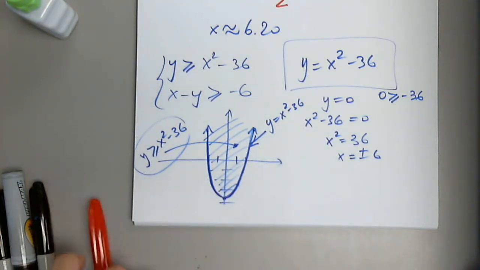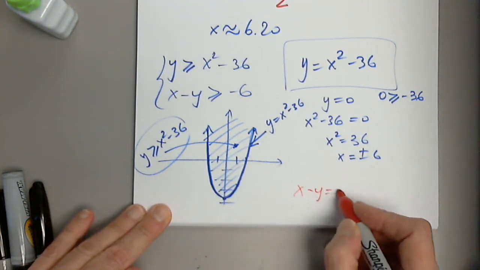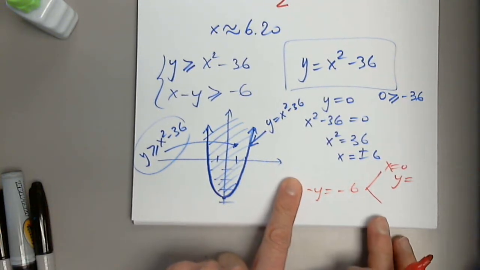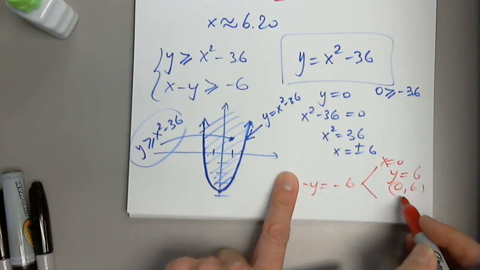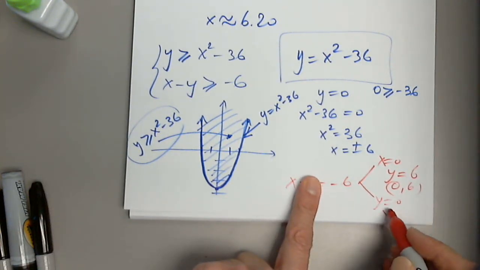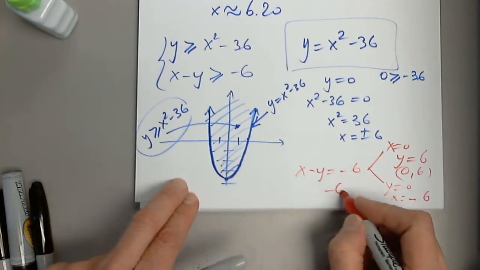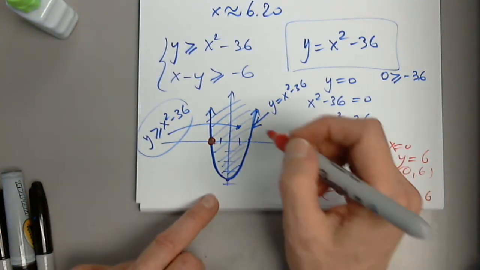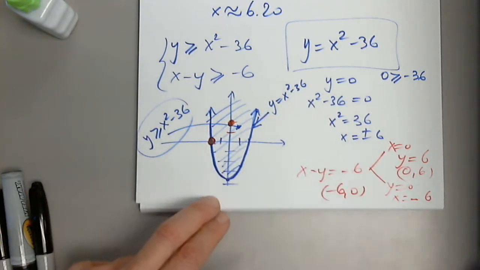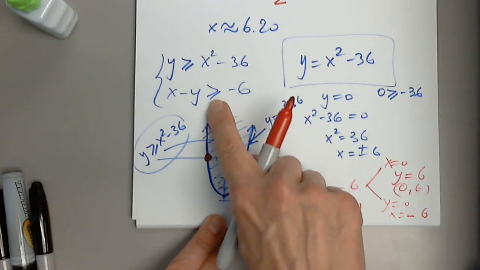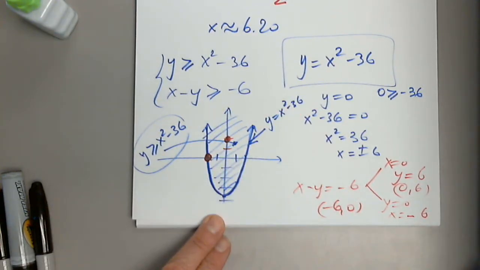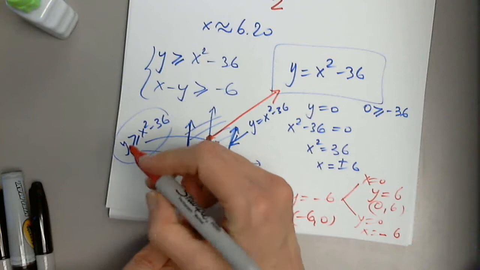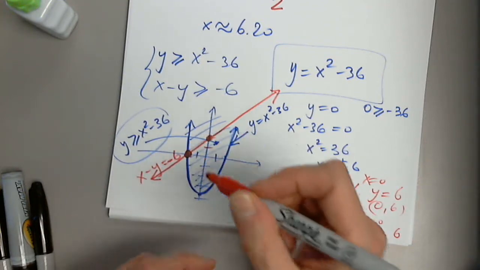So now the other one will be just a line, x minus y equals negative 6. When x is 0, y is, very good, so 0, 6. When y is 0, x is, very good, negative 6, 0. So negative 6, 0 is here, and 0, 6 is here. I have to stop and identify whether I will be graphing a solid line or not. Awesome. X minus y equals negative 6.